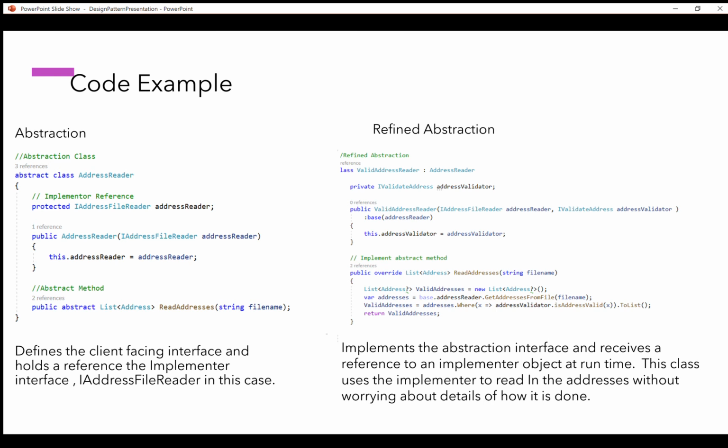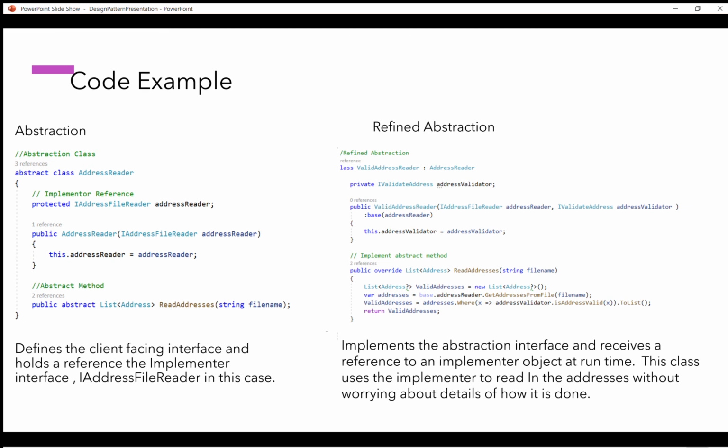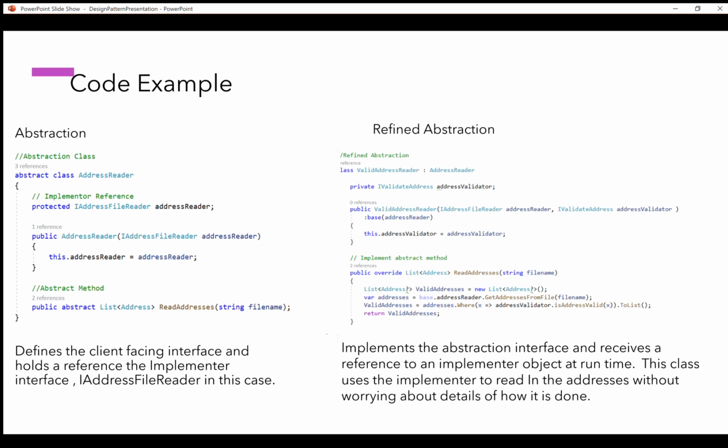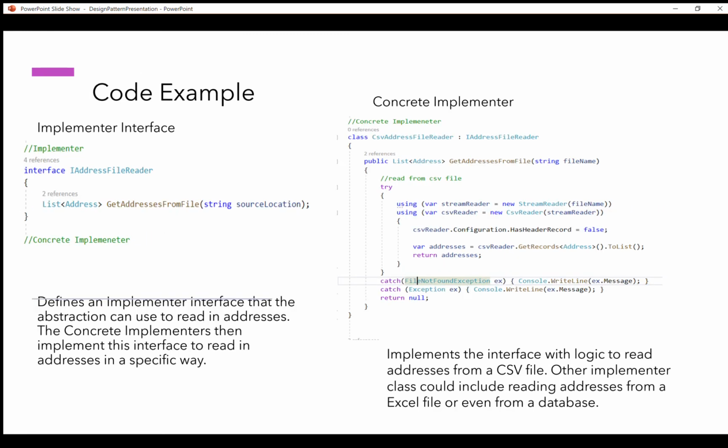And here it could take any of different kinds of implementers, so it could read in addresses from CSV files, Excel files, or databases. And here's the IAddressFileReader implementer interface, and it defines the implementer interface that the abstraction can use to read in addresses. The concrete implementers then implement this interface to read in addresses in a specific way.